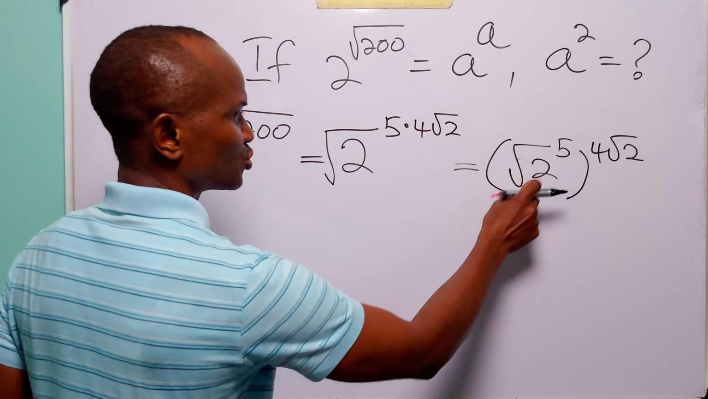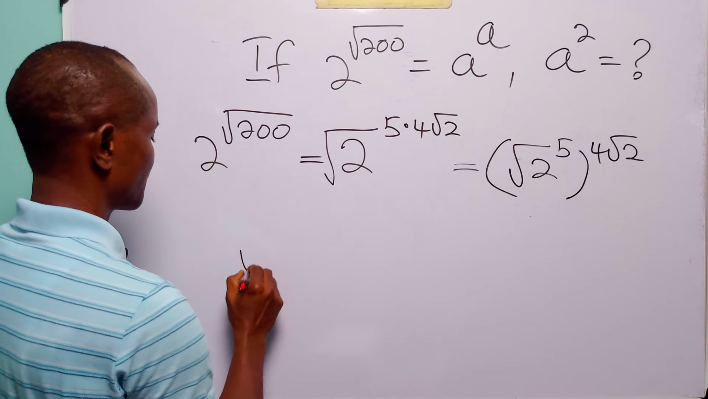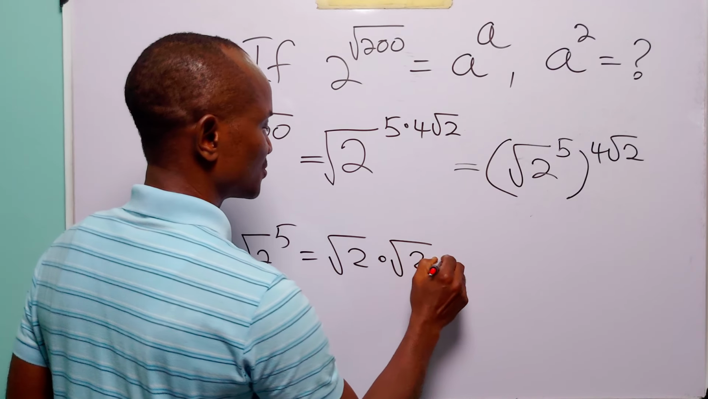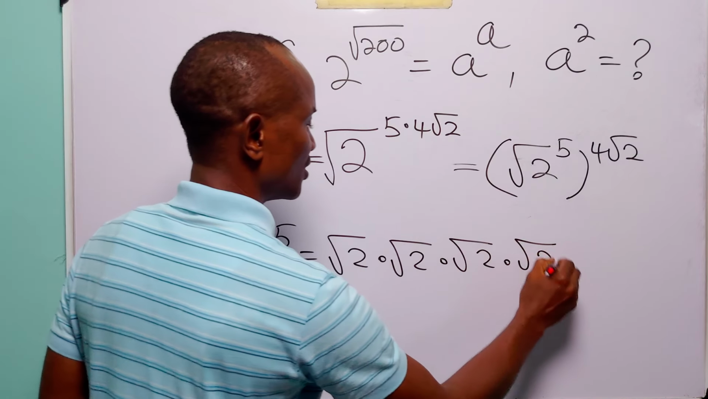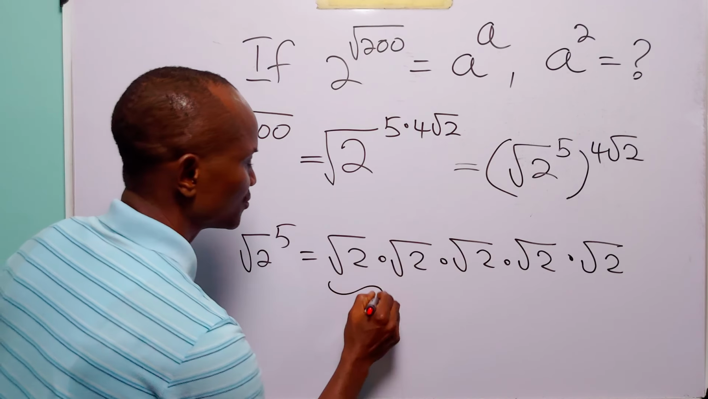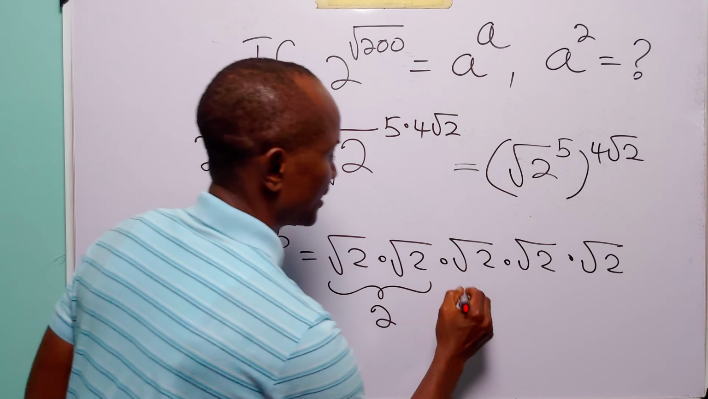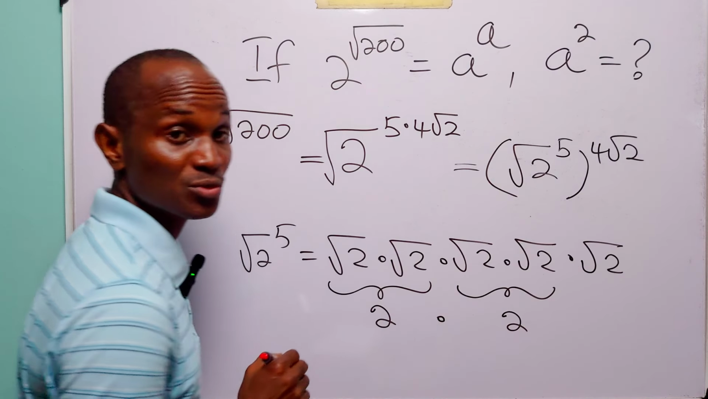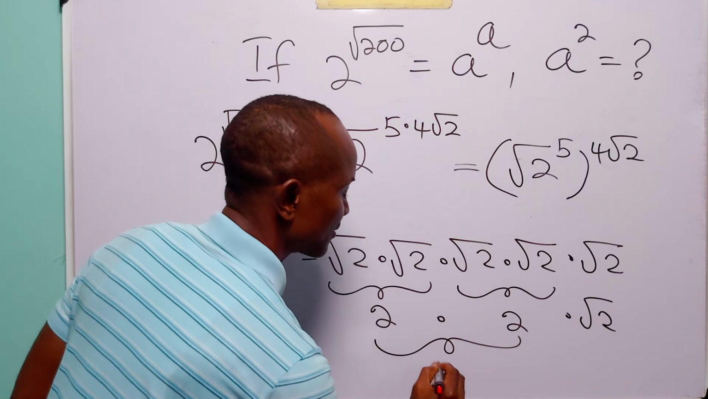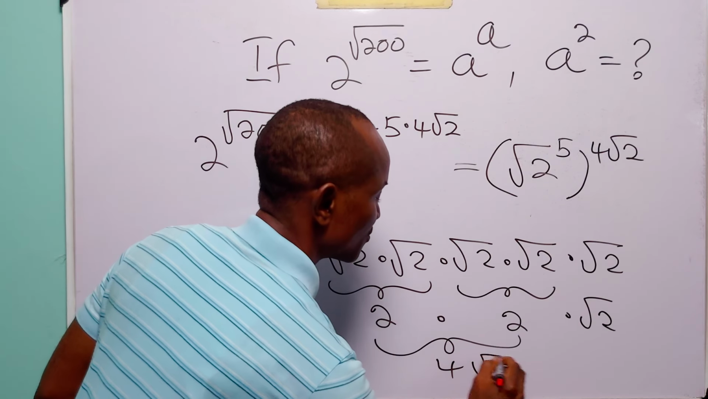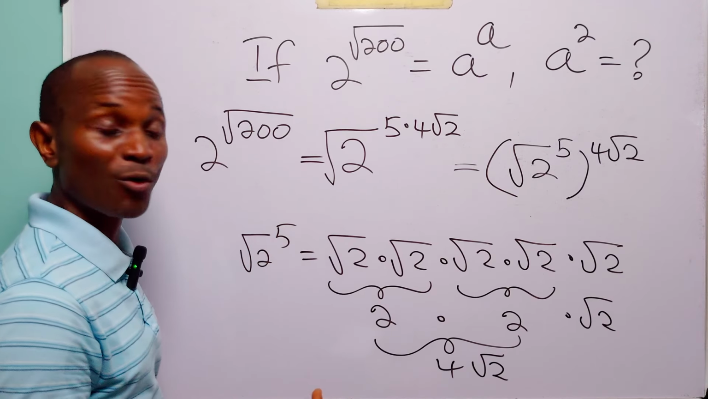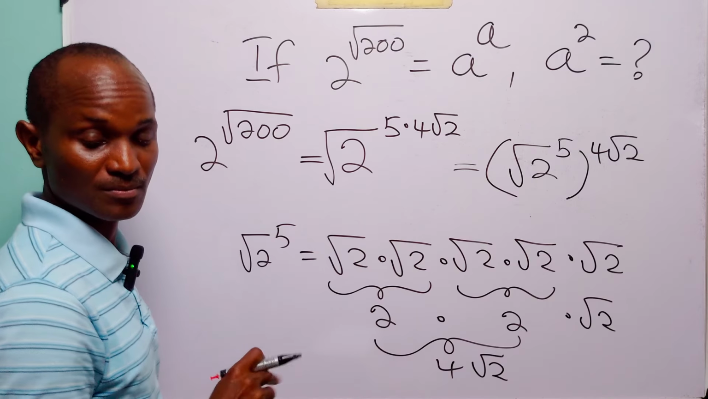Now let us look at this. That is root 2 to power 5. This is equal to root 2 times root 2 times root 2 times root 2 times root 2. Now let us multiply. Root 2 times root 2 is equal to 2. And root 2 times root 2 is equal to 2. And here we are left with root 2. Now 2 times 2 is equal to 4. And once more, we are left with root 2. So you can see that root 2 to power 5 is equal to 4 root 2.